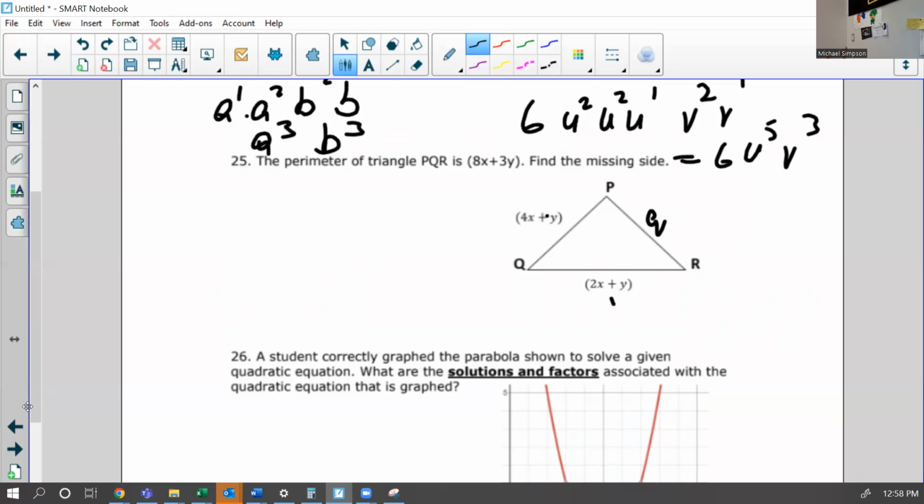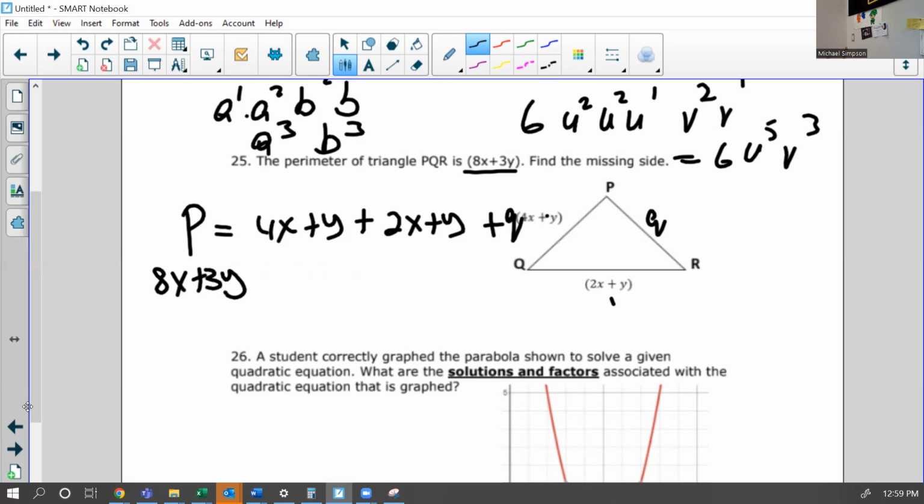All right. Now, perimeter is going to be, remember, I said before, it's the sum of all the sides. 4x plus y is one side, plus the other side is 2x plus y. And the other side, which I don't know, we call it q. But we're told that the perimeter is 8x plus 3y. When I add all the sides together, it is 8x plus 3y. So I'm going to replace the p here with 8x plus 3y, and that is equal to 4x plus y plus 2x plus y, plus the q.